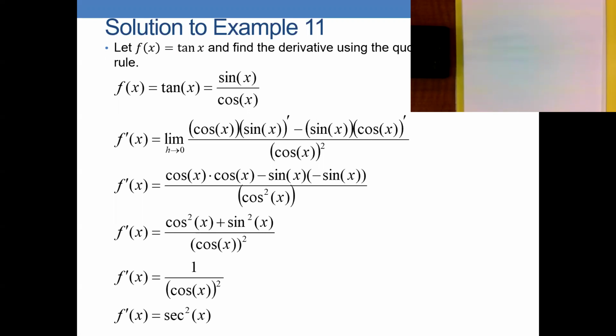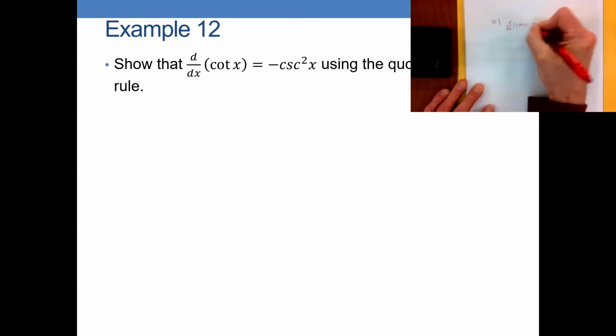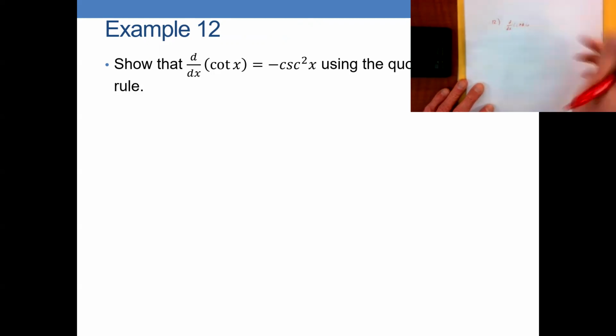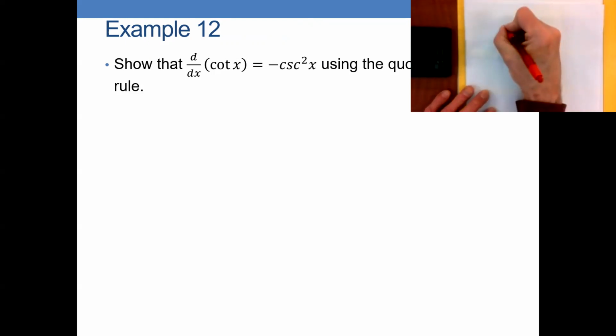All right. So number 12, we're going to do the same thing with cotangent, essentially. Show that the derivative of cotangent is equal to negative cosecant squared.